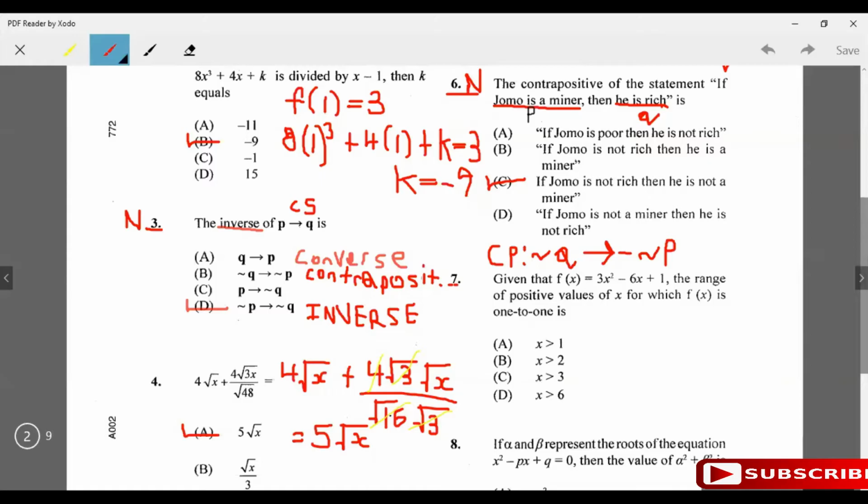Question 7 says, given that f of x is equal to 3x squared minus 6x plus 1, the range of positive values of x for which f of x is 1 to 1 is. So they want the range of values of x to make this function 1 to 1. All right, so now I'm going to do this question on a blank paper. 3x squared minus 6x plus 1.